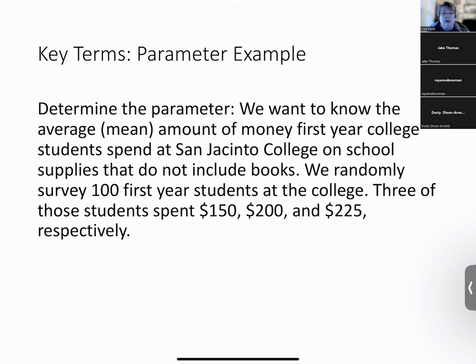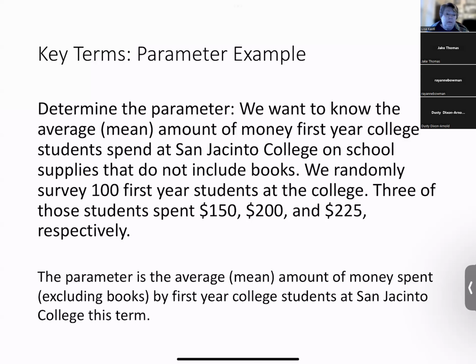Okay, so what's your parameter here? We want to know the average mean amount of money spent by first-year college students at this college on school supplies that do not include books. So what is the parameter we're interested in? The mean amount of money spent from all the students. So the mean amount of money that our population spends. So the parameter is the average mean amount of money spent excluding books by first year college students. So it's the mean of all the students.